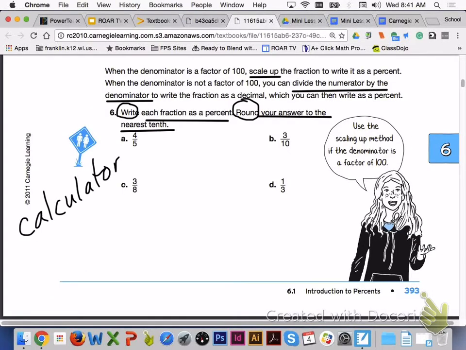When the denominator is a factor of 100, scale up the fraction to write it as a percent. When the denominator is not a factor of 100, you can divide the numerator by the denominator to write the fraction as a decimal, which you can then write as a percent. Please answer number 6, letters A through D with your group members, and you may use your calculator.